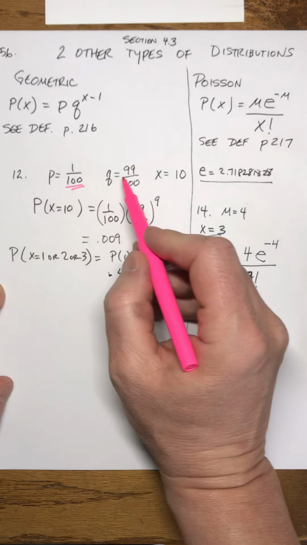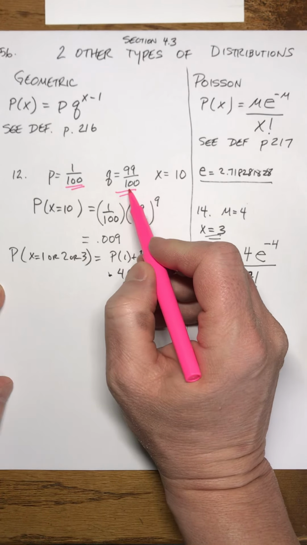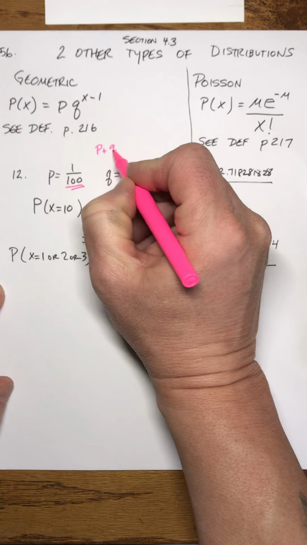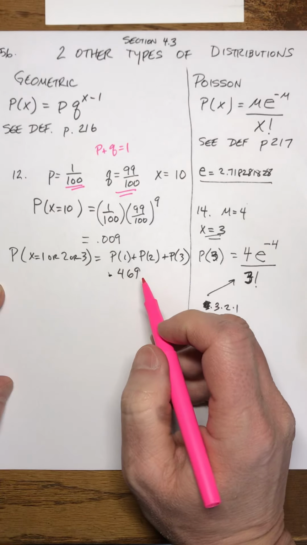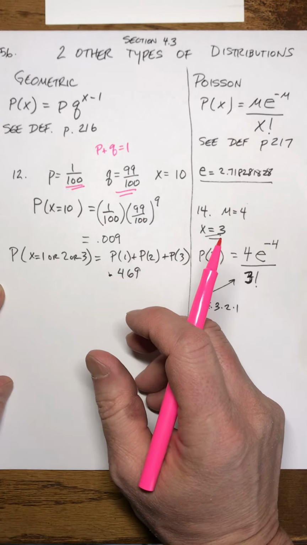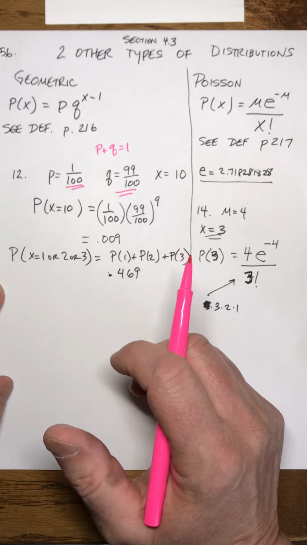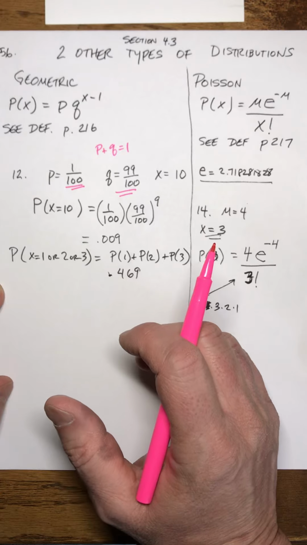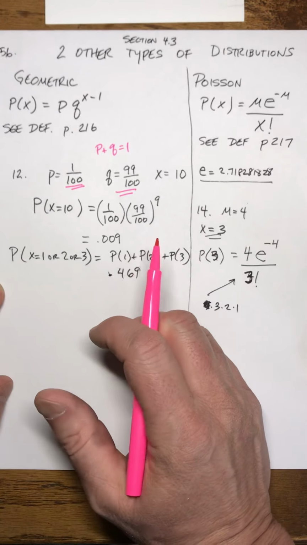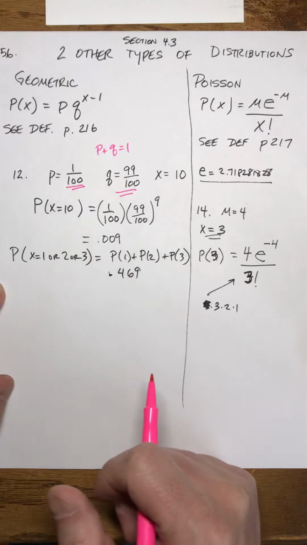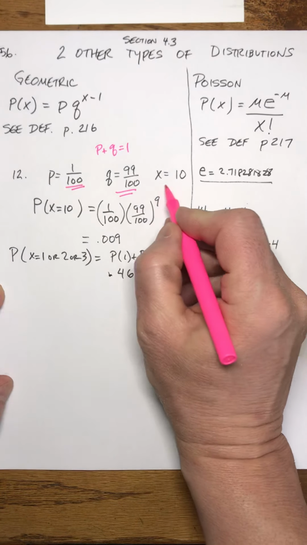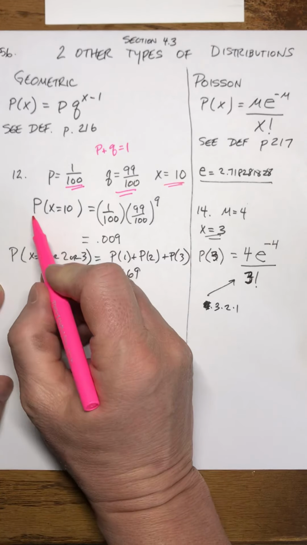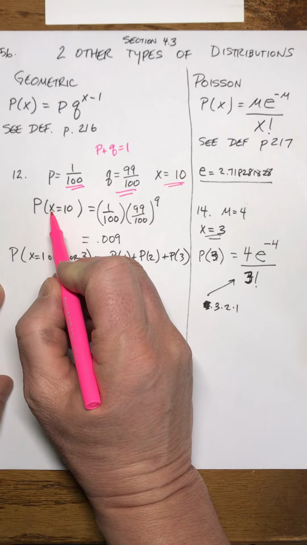If P is 1 out of 100, then Q has to be 99 out of 100 because P and Q always have to add up to 1. Doesn't that make sense? Just like in the chapter before. And the question then says, find the probability that the first defective part is the 10th part that's sold. So you're choosing parts, and you want to find out what's the probability that the 10th one is actually the one that's bad. So our notation says P of X equals 10.